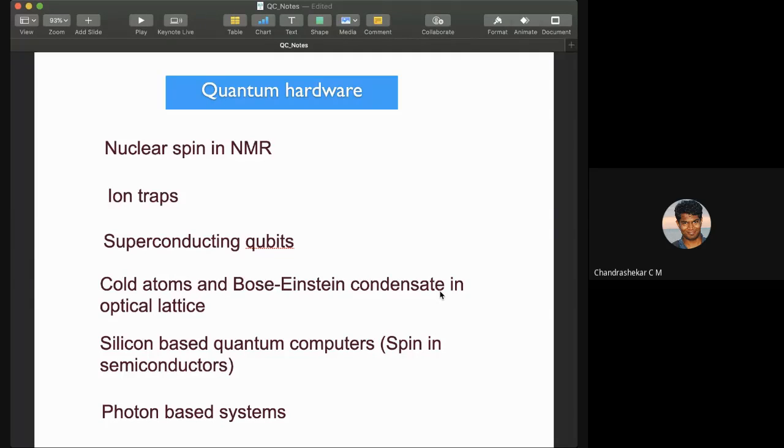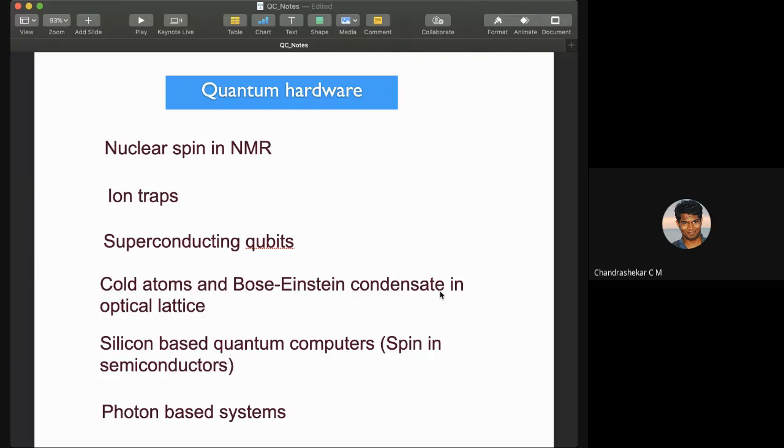People have over time, different quantum computers have shown different edges. Nuclear spin in NMR is one of the earliest quantum computers which was shown to do some implementation. So some algorithms were implemented on it, and it was demonstrated that quantum computers can be built. And ion trap system. So we'll discuss all this possible. I mean, how do they look physically today, and how are the people envisioning building quantum hardware?